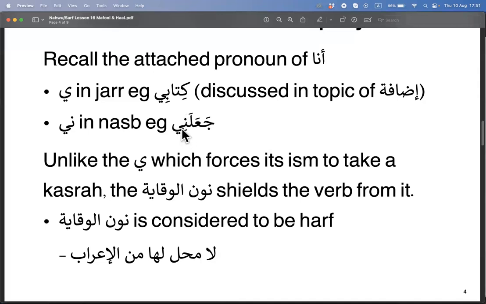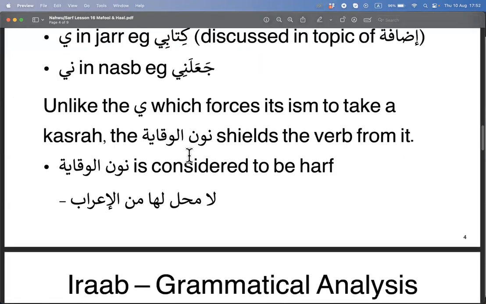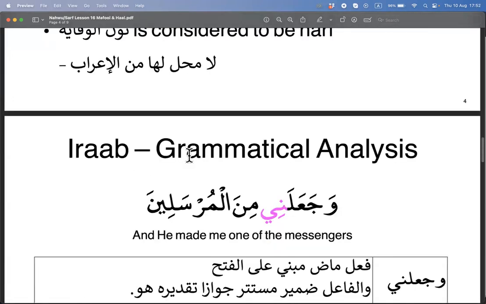Understand? Of course, it's not translated. Okay, you don't say ja'ala with anything there. We just say "he made me." It's not translated. This is just in i'rab. Clear? Clear, inshallah.